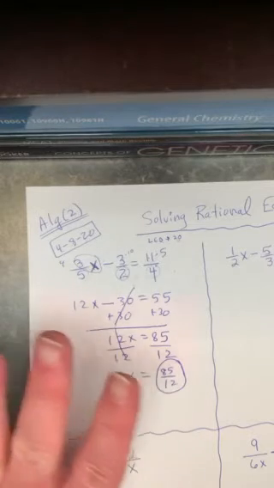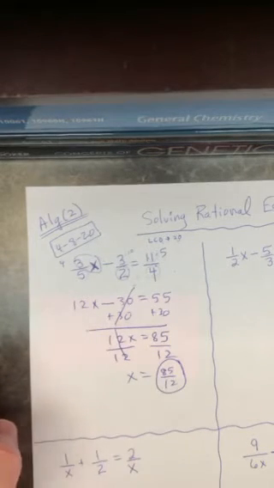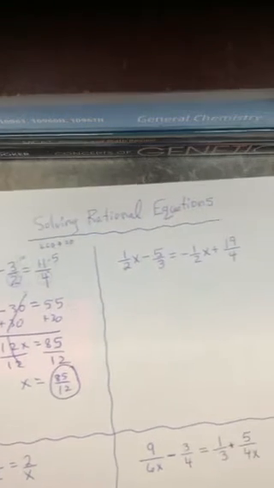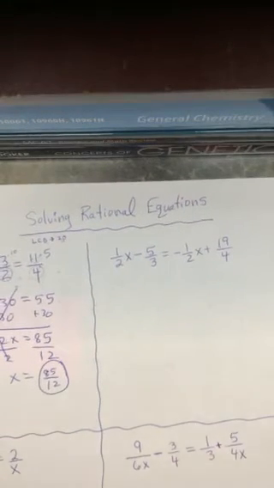Okay, now I know that seems like a lot, but once you get the hang of it, it's a lot easier than you think. Let me prove it to you. Go to block 2. Write down 1/2 x minus 5/3 equals negative 1/2 x plus 19/4. Here's all you got to do. You ready? Think with me. Don't just copy. Ready? Look at your bottom numbers.